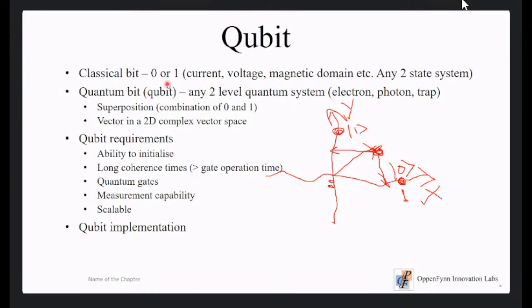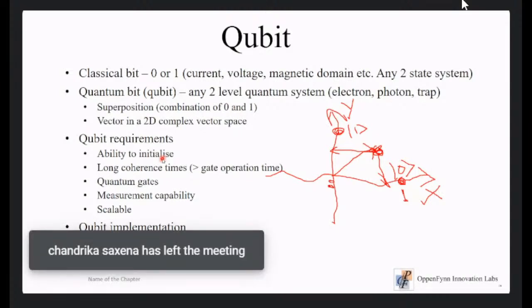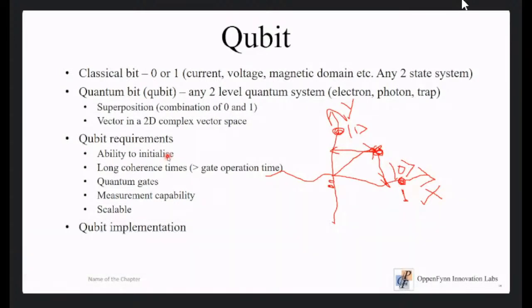Just like a classical bit has certain requirements, you need a few requirements for a qubit. Again, you can imagine them from the classical bit examples. You need the ability to initialize. Just like if you make a classical bit, you would want the ability to set it to 0 or 1, similarly, when you have a quantum bit, you would want the ability to initialize it to 0 or 1. That's essentially one requirement you would want in a qubit. Long coherence times: let's say you set a bit to 0 or 1, you would want it to remain that way as long as possible and not randomly change values.